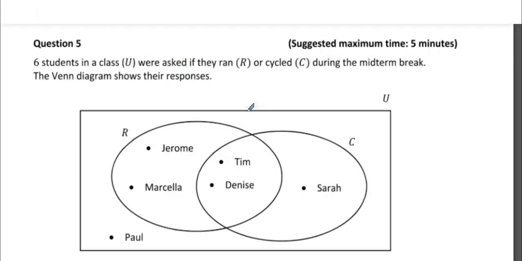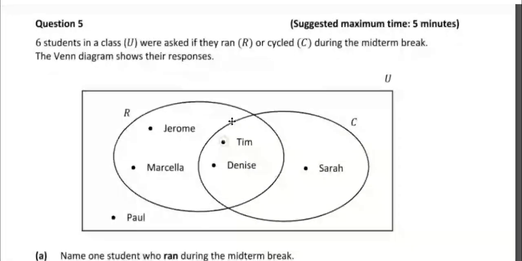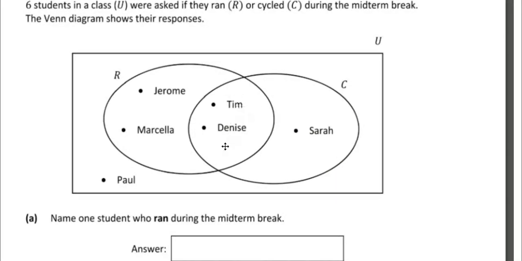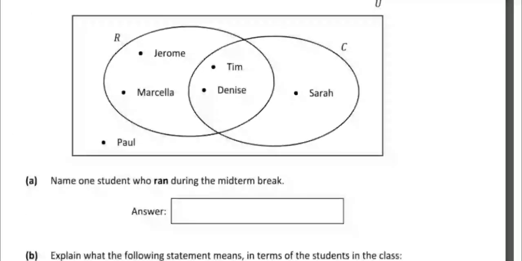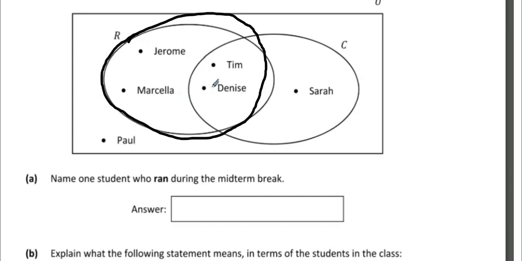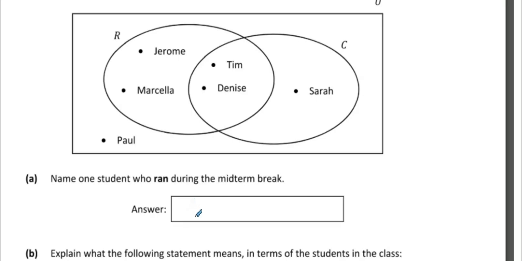Now, next one. Six students in a class were asked if they ran or cycled during the midterm. The Venn diagram shows the results. Name one student who ran during midterm break. Anybody who ran, guys? Yes. Paul? Anybody in that circle? Jerome will do me nicely.